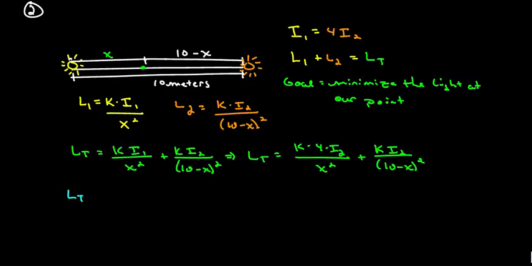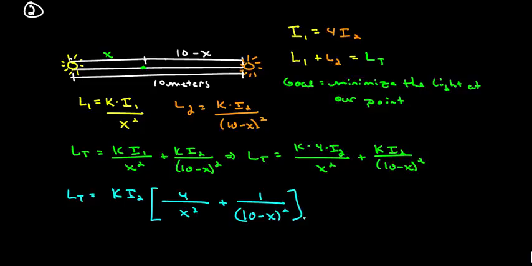If I move the variables around here, I have the following. I have the total amount of light is equal to, I can factor out a 4. I can factor out the k, because that's just a number, and I can factor out the I2. So k I2 times 4 over x squared plus 1 over (10 minus x) quantity squared, just like that.